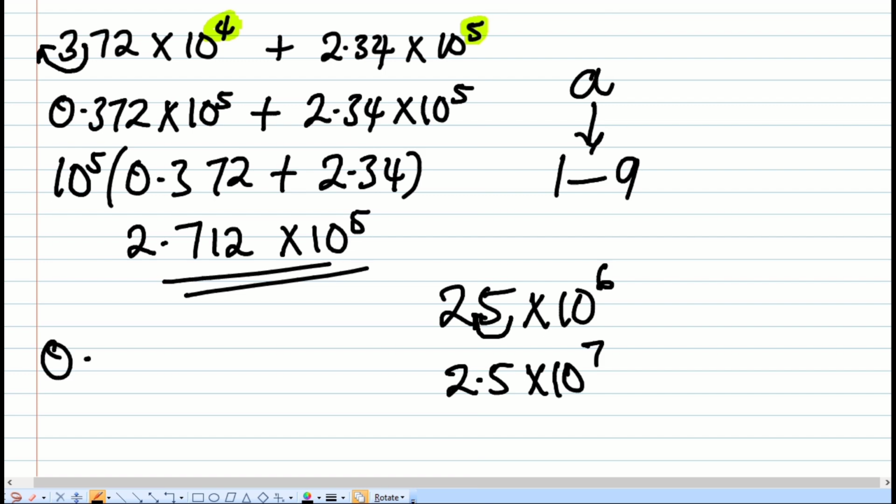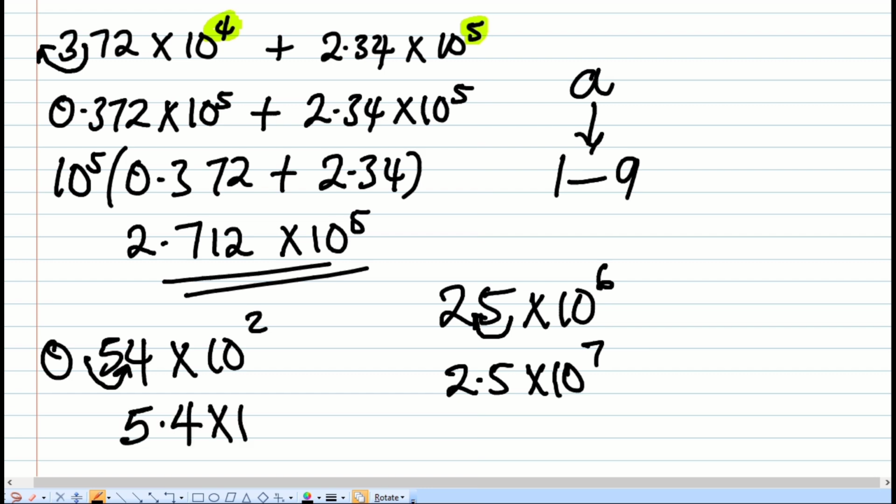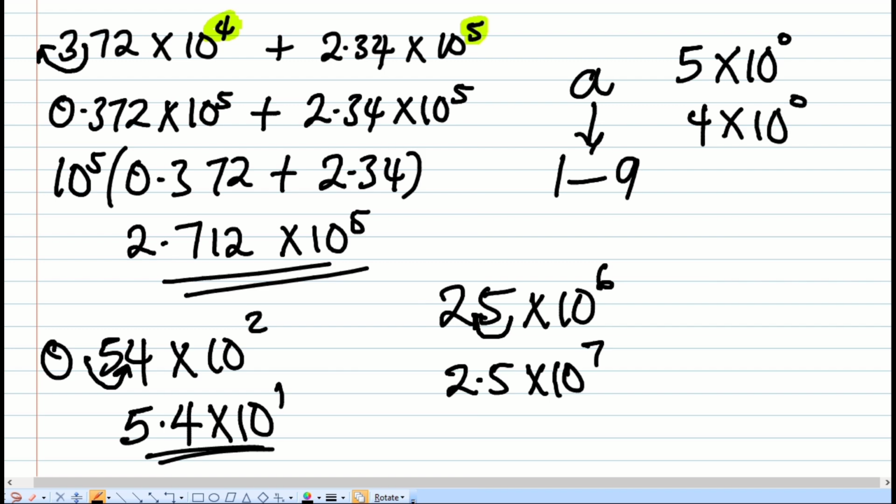And what if you have a final answer like this? Let's say 0.54 times 10 raised to the power 2. All you have to do is move the decimal this time forward by 1, so the power of 10 is going to reduce. So your final answer in this case will be 5.4 times 10 raised to the power 1. And that's it. And of course, you need to know that if you're given a unit number, let's say 5 or 4, and we're asked to write 5 in standard form, we just need to multiply by 10 raised to the power 0, because 10 raised to the power 0 is 1. 1 times 5 is still 5.